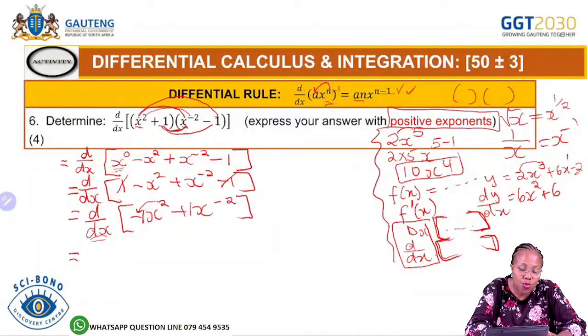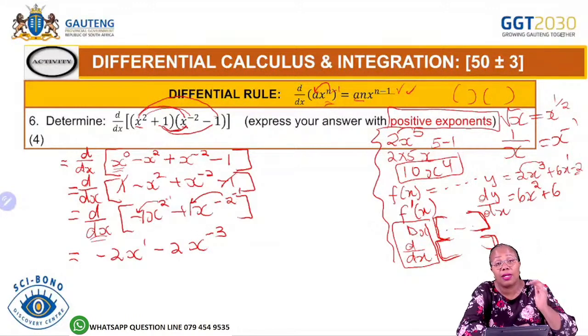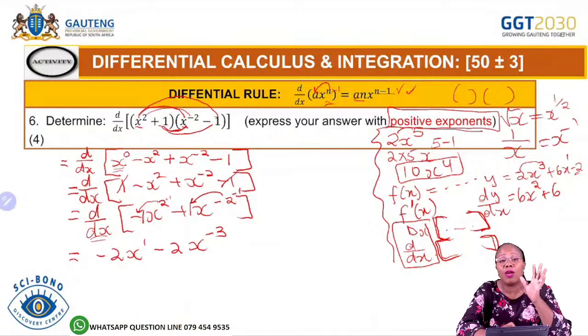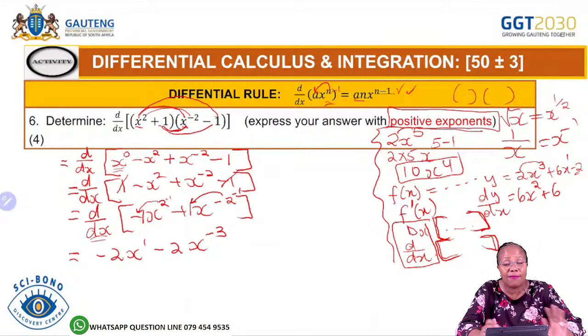So it will be 2 times negative 1, which is minus 2x. And then from the exponent, we subtract 1. It will be to the power 1. And then followed by minus 2 times positive 1, it will be minus 2x. And then from minus 2, we minus 1, that will be to the power minus 3. If this indication of positive exponent was not there, we were fine with that answer. You can leave it there.